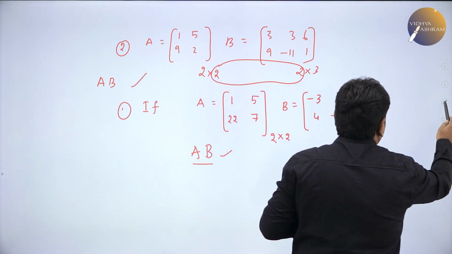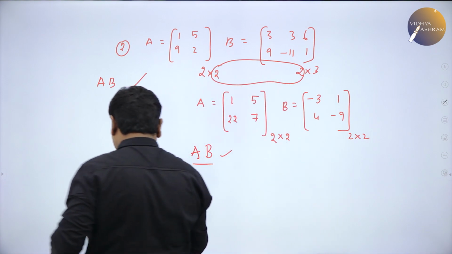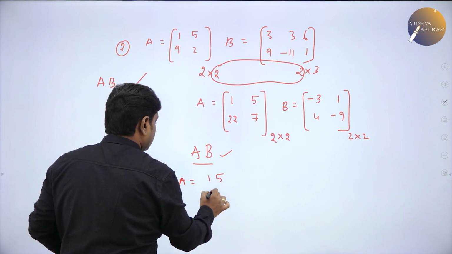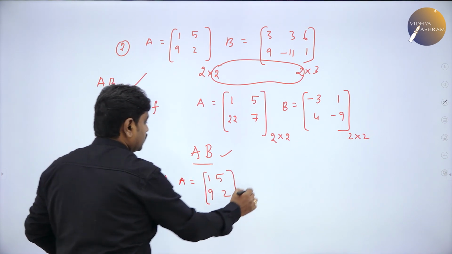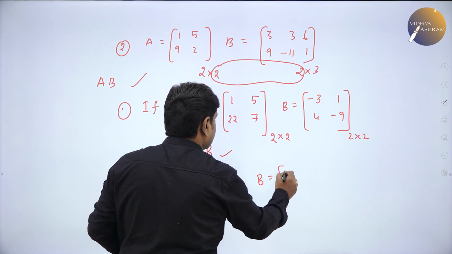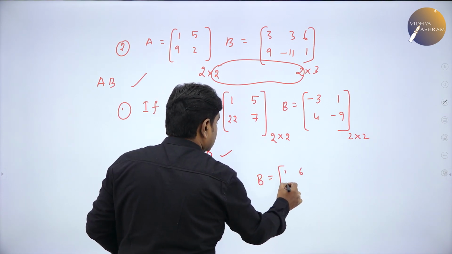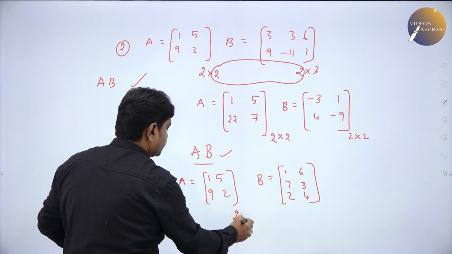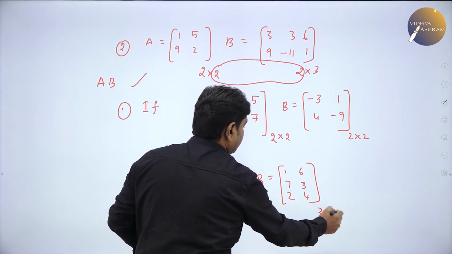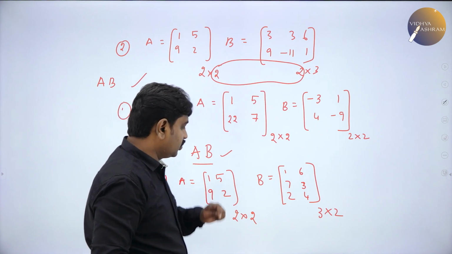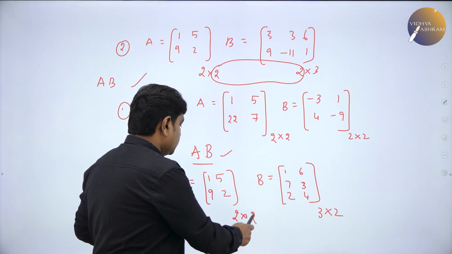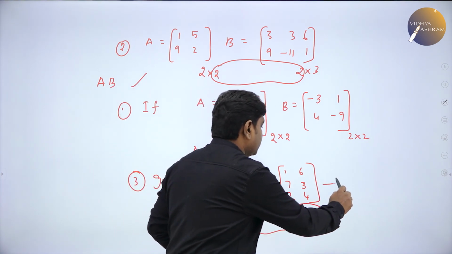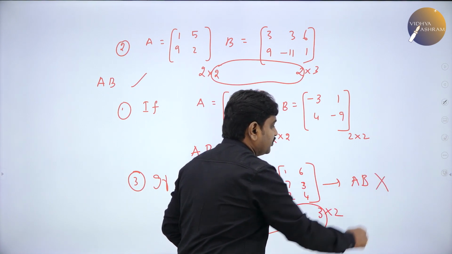Now if I give one more, the third one, if A is [1, 5; 9, 2], which is 2 cross 2, B is [1, 6, 7; 3, 2, 4]. What is the order of this? 2 cross 2. What is the order of this? 3 cross 2. Can we multiply? See, here A's order is 2 cross 3, B's order is 3 cross 2. Can we multiply? Means, are these two the same? Are they the same? No. So in this case AB is not possible.